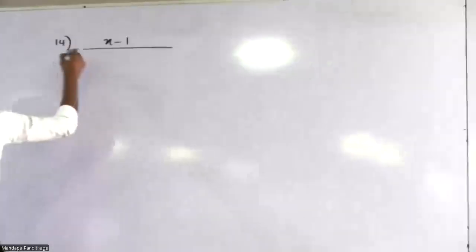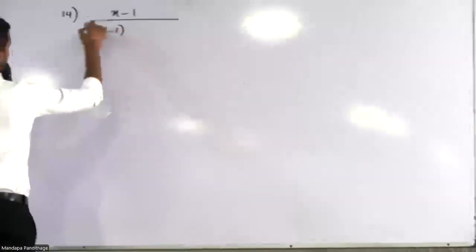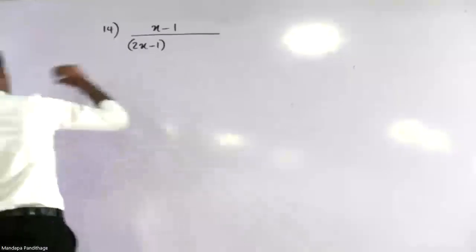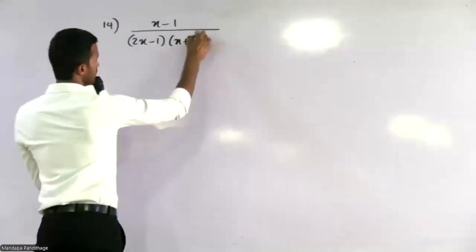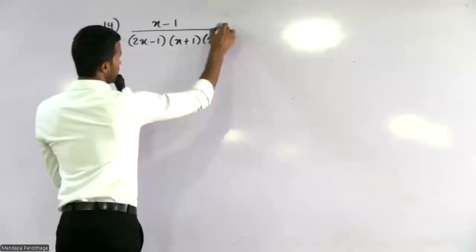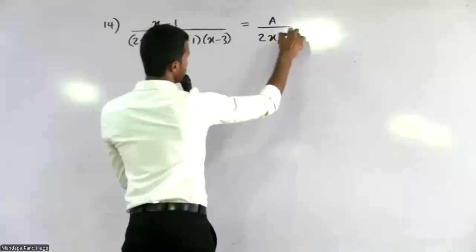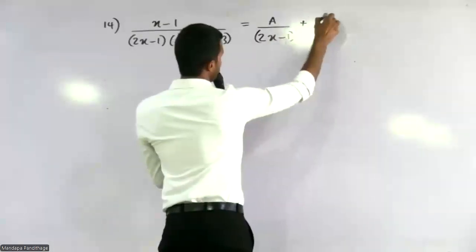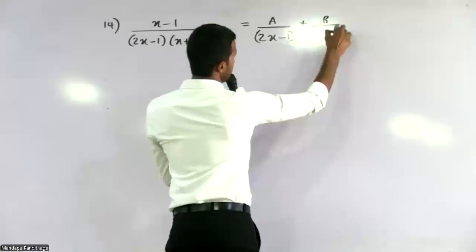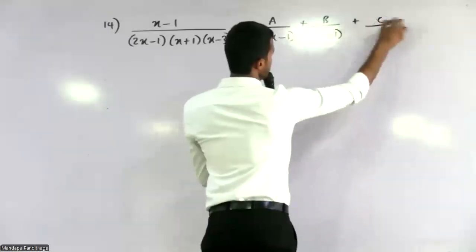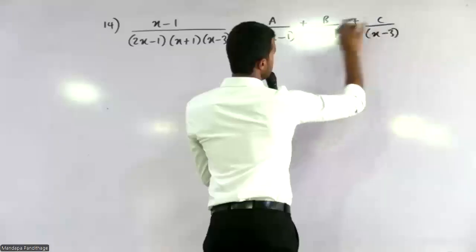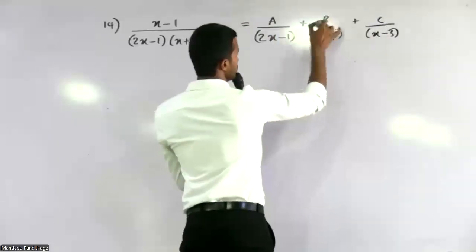Okay, so in question number 14, we have (x minus 1) over (2x minus 1)(x plus 1)(x minus 3). Here it's A over 2x minus 1, and B over x plus 1, and C over x minus 3.